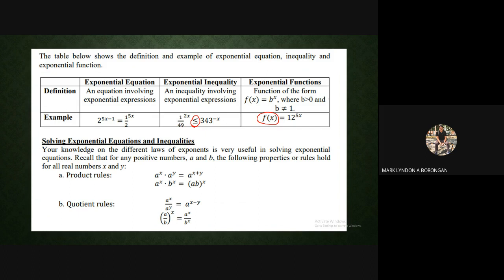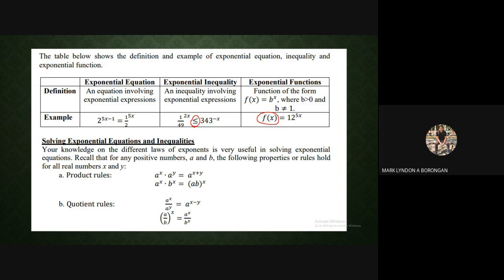So, when solving exponential equations and inequalities, we'll have to consider some useful exponential rules. Recall that for any positive numbers a and b, the following properties hold for all real numbers x and y. For the product rule, you have a to the power of x times a to the power of y is just equal to a to the power of x plus y.